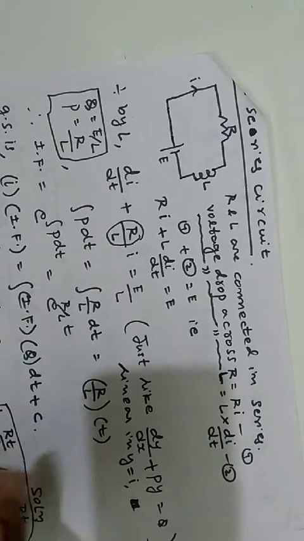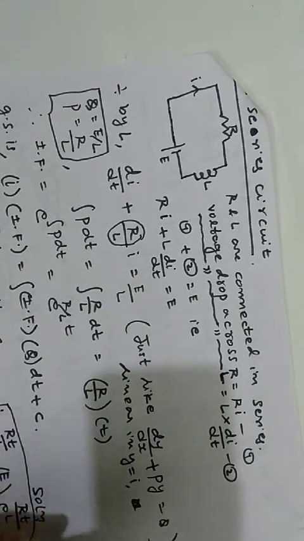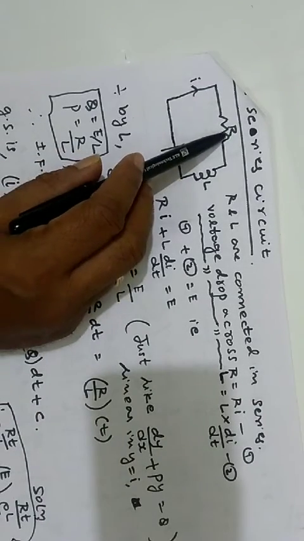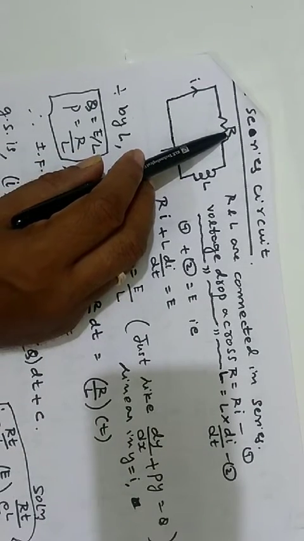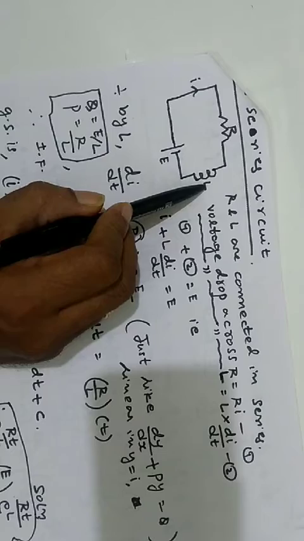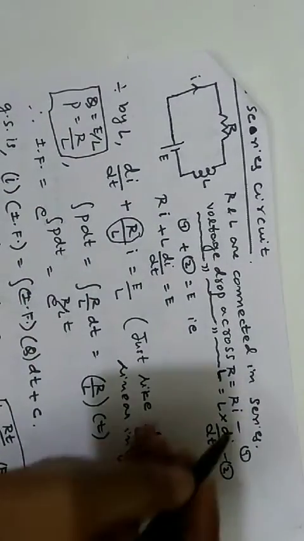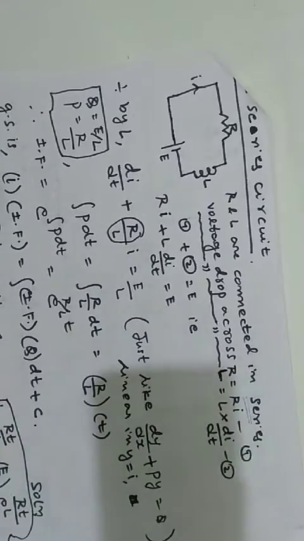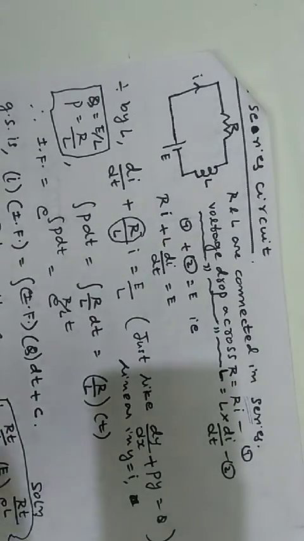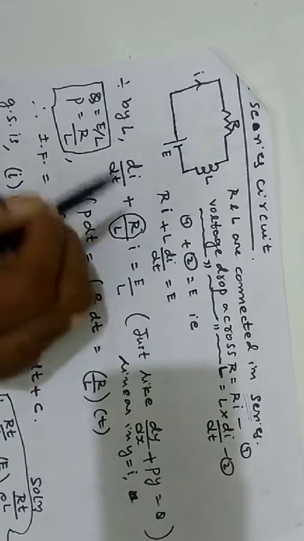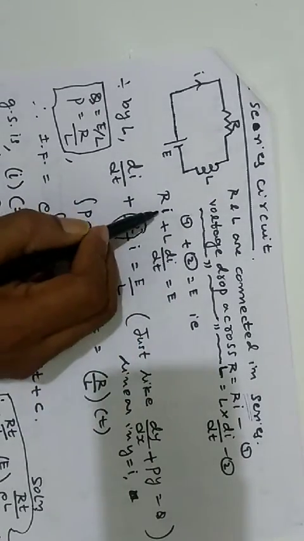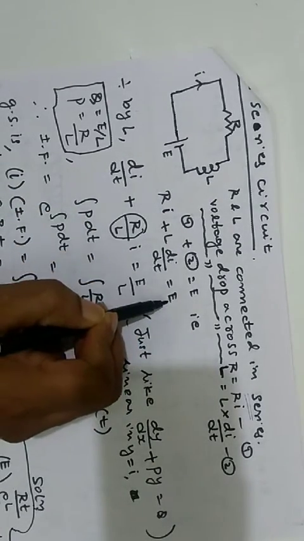Let us start with the application problem on RLC circuit. Observe, here in the circuit, the resistance R and the inductance L both are connected in series. Most important point, they are connected in series. When they are connected in series to a voltage source E, the equation we can get is Ri plus L into di by dt is equal to E.